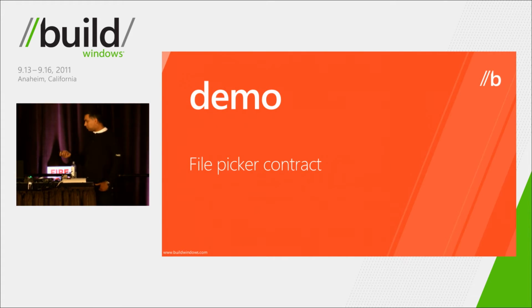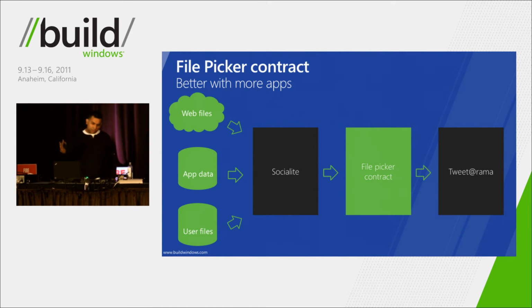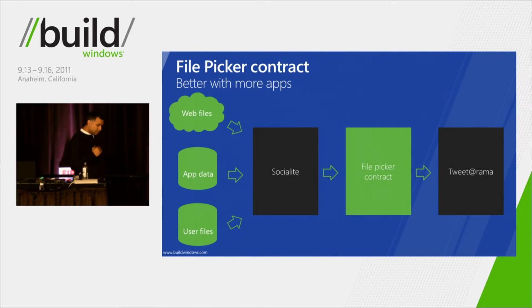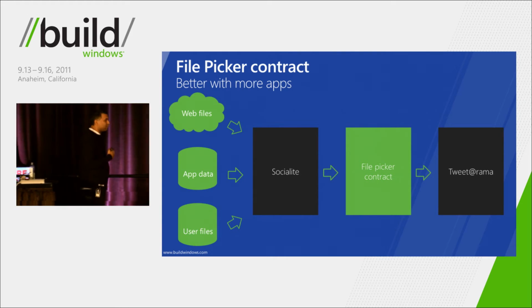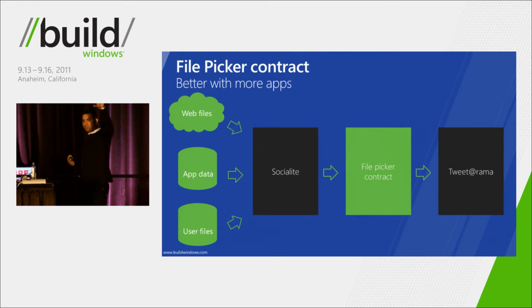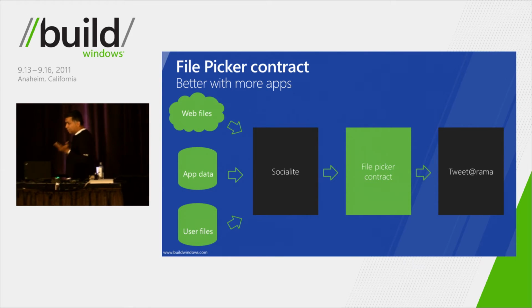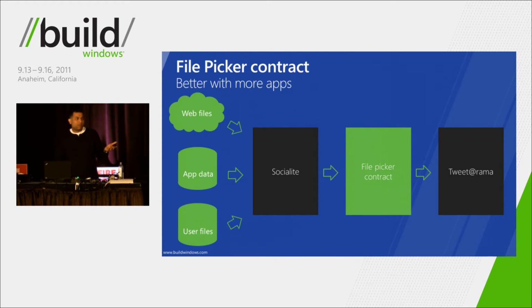So we just saw the demo. Here's the thing. The photo that I picked from Socialite was actually coming from the web, because it was just a view of the information which was in the Socialite backend. But it doesn't matter where the information was coming from, where the file was coming from.